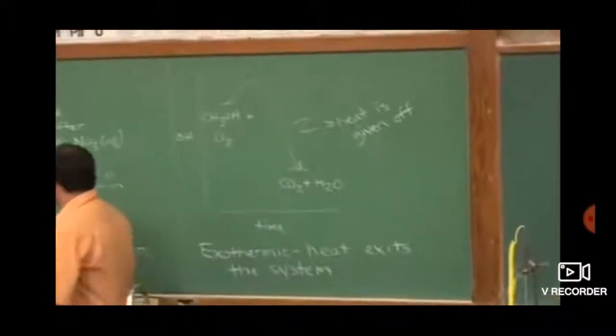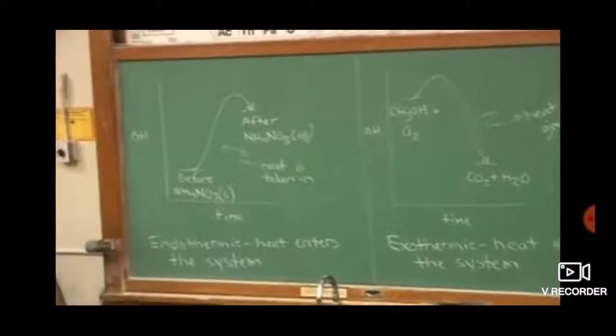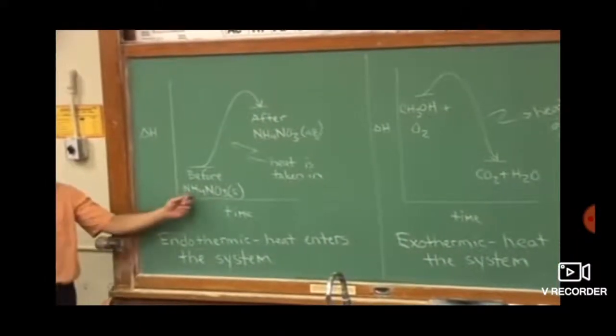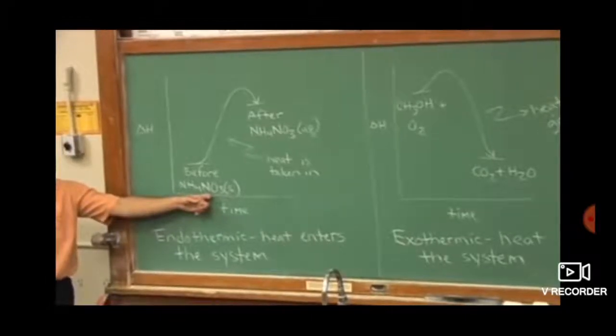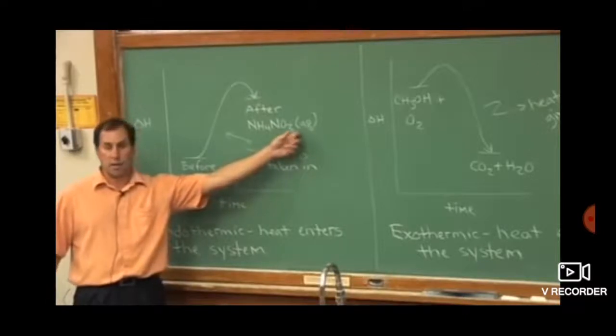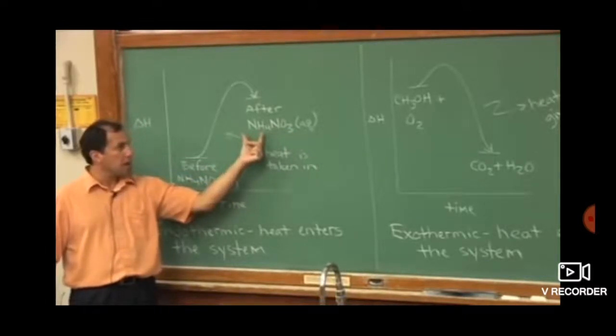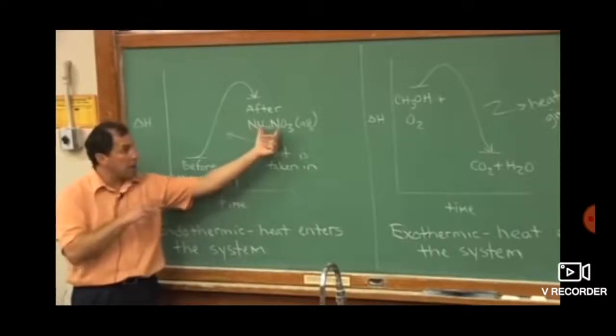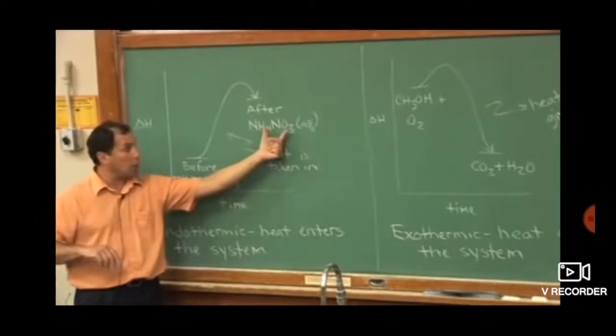The left side is the first reaction, and that is the cold pack reaction. The ammonium nitrate is a solid, and it's mixed with water and becomes ammonium nitrate aqueous. So these are two separate items. Anything mixed with water becomes aqueous: NH4 plus is floating around, and NO3 minus is floating around in the water.